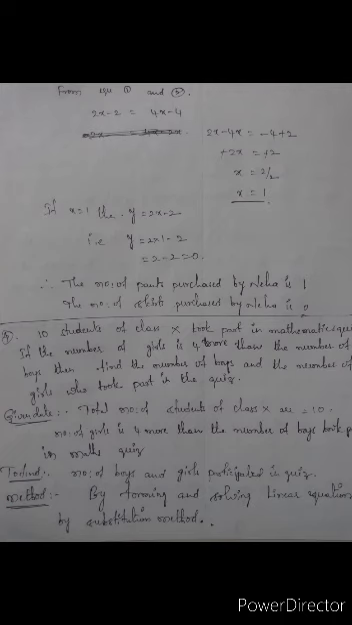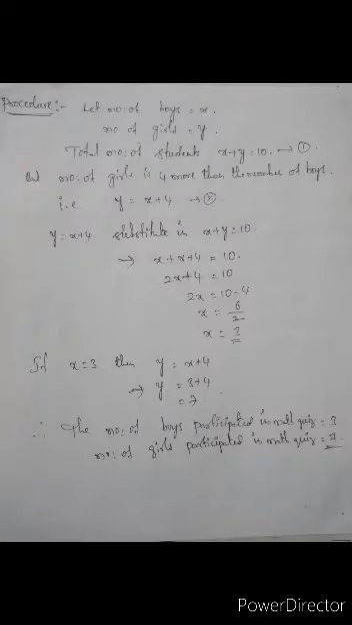Let the number of boys participated in the quiz be X students. Number of girls participated in the quiz is Y students. The total number of students is 10 only. So X plus Y, that means boys plus girls together, is 10 members only. Together total is 10 only. But the number of girls is 4 more than the number of boys. That means Y is equal to X plus 4.